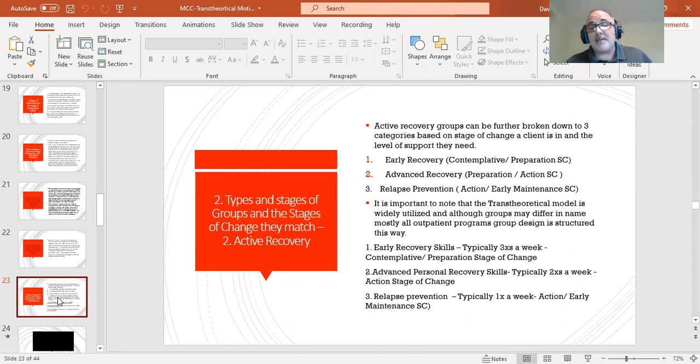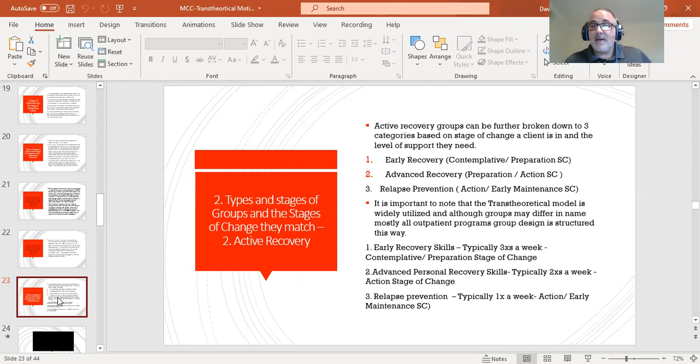So my purpose of my day is to remind you what our core is, what the CASA agency mission is, and what the evidence supports. This is our guiding point. Again, with the toolbox metaphor, this is our toolbox. All the other stuff is the tools we keep within it. It is important to note the transtheoretical model is widely utilized, and although groups may differ in name, mostly all outpatient program designers instruct in this way.